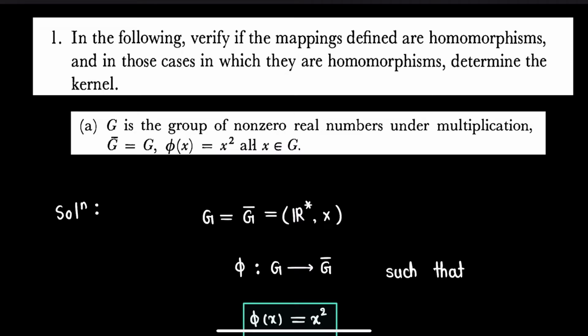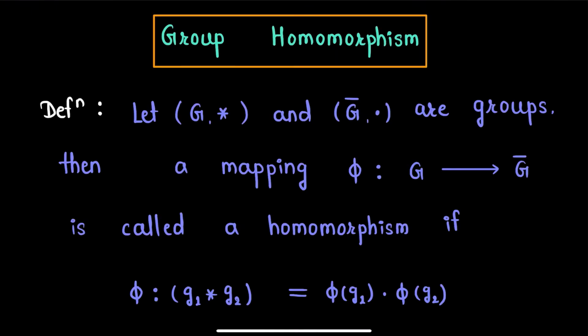Hello friends, in this video I am going to solve an exercise question from the book Topics in Algebra. The question is: in the following, verify if the mappings defined are homomorphisms, and in those cases in which they are homomorphisms, determine the kernel. Firstly, we will recall the definition of a group homomorphism and the kernel of a group homomorphism.